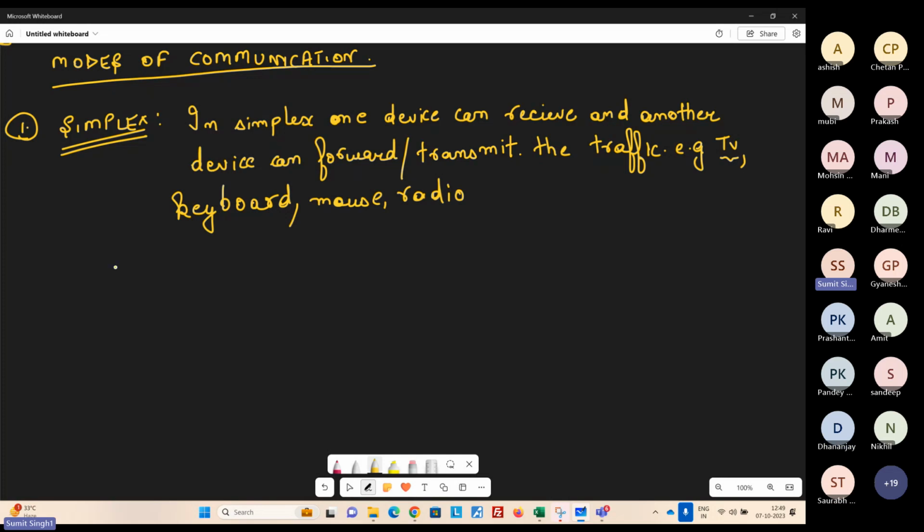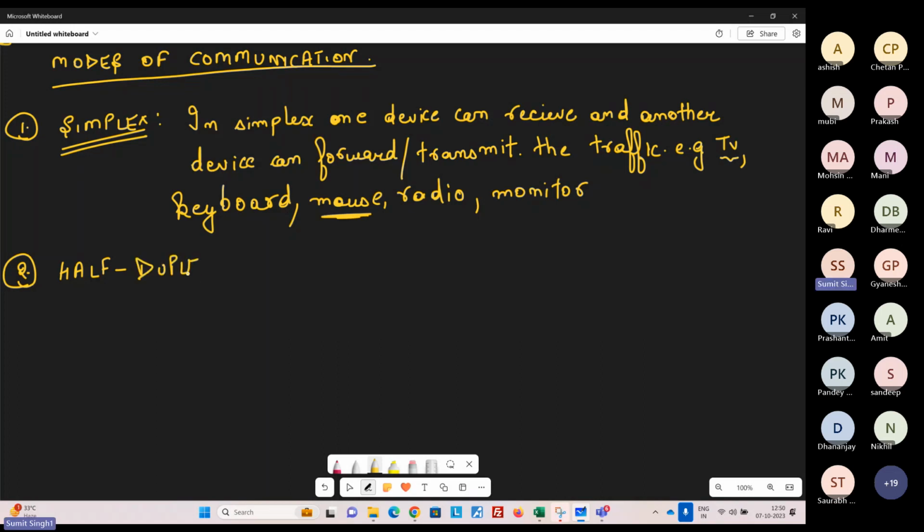Mobile phones, sir? No, mobile phones are full duplex, buddy. They can receive and transmit both at the same time. Monitor, yes, monitor. I'm talking about devices that can do only one thing at a time. When you are on a call, you can speak as well as receive, right? Both can be done at the same time. So mobile is not simplex, it is full duplex. We'll talk about it. Don't worry. Mouse already done.